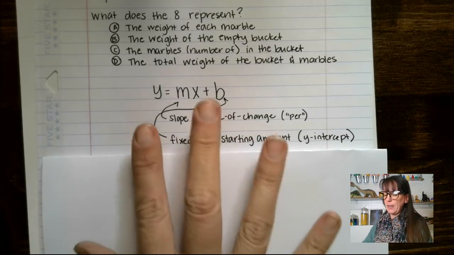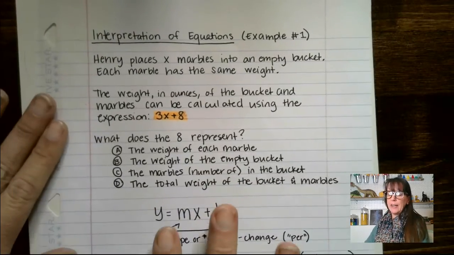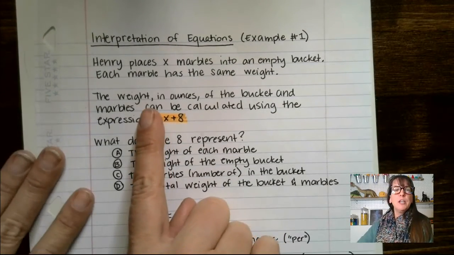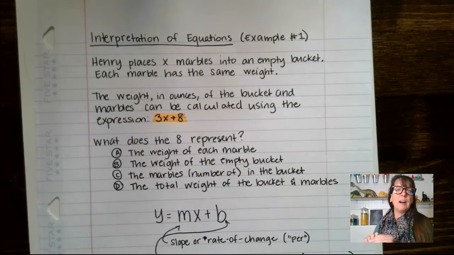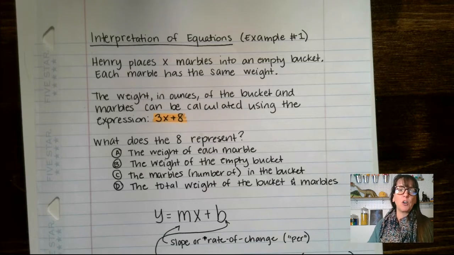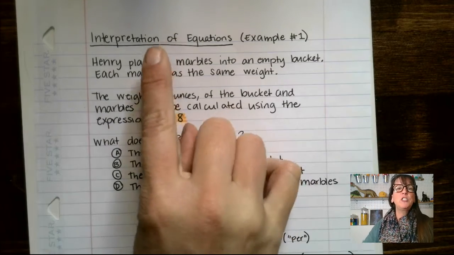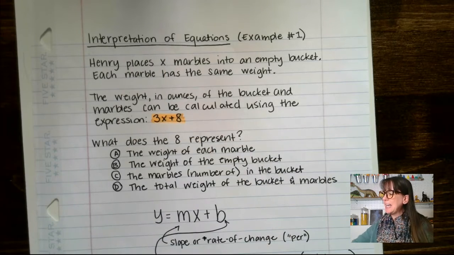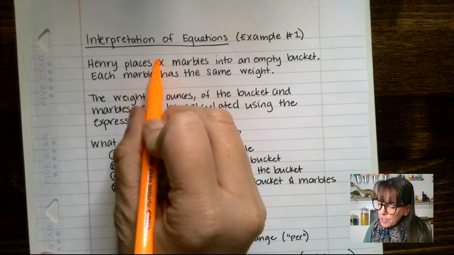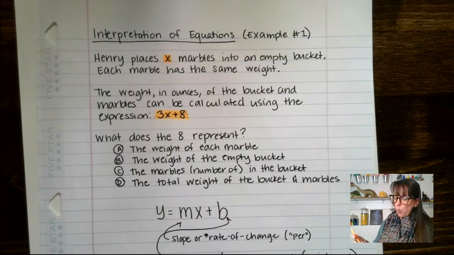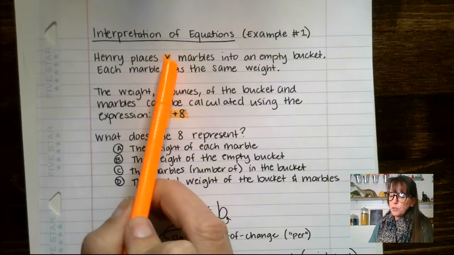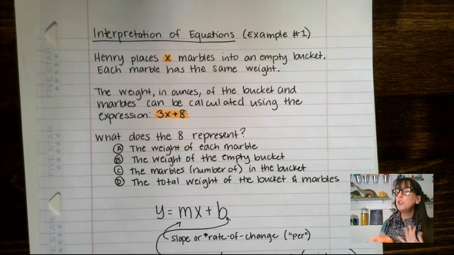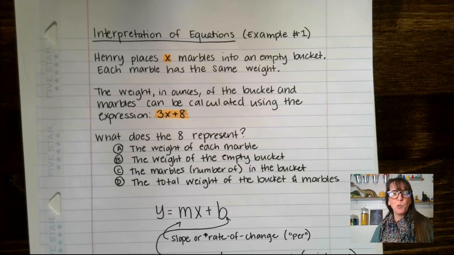So let's talk about that. We come back up here and we look at the marble question. So we know that he has a bucket and he's putting marbles in, and the marbles are all the same weight. What we don't know right here is that he has X number of marbles. So that's what we don't know. We do know that if he has one marble, we're going to multiply it by the weight. If he has two marbles, we're going to multiply it by the weight to get the total weight.